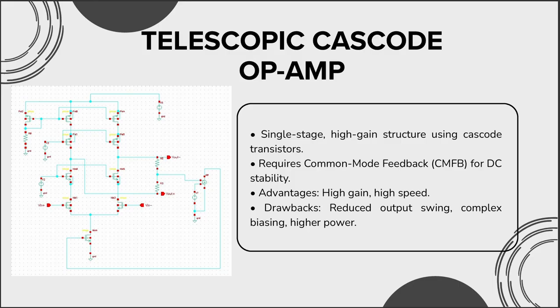The second topology is the telescopic cascode OpAmp. This is a single stage fully differential amplifier which uses cascode transistors to increase gain. Compared to the two-stage design, it gives higher open loop gain, much higher speed, but it also has some disadvantages, such as reduced output swing, more complex biasing, and needs a common mode feedback to stabilize output DC voltage. So this is the common mode feedback circuit.